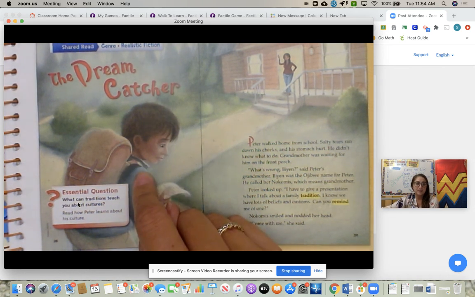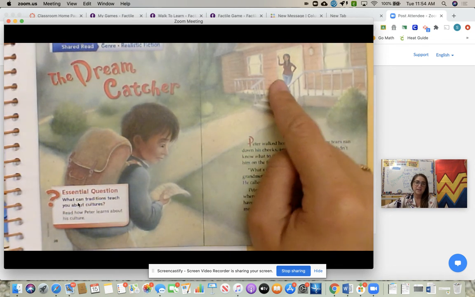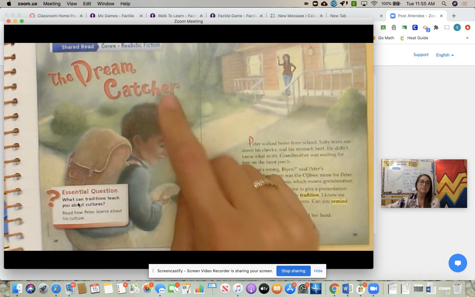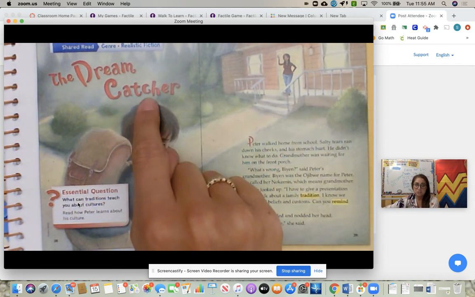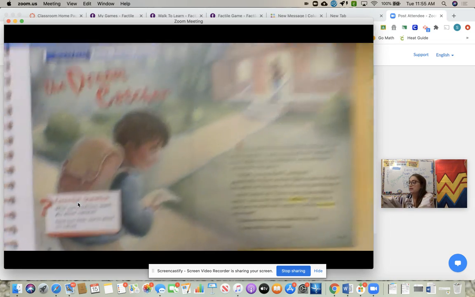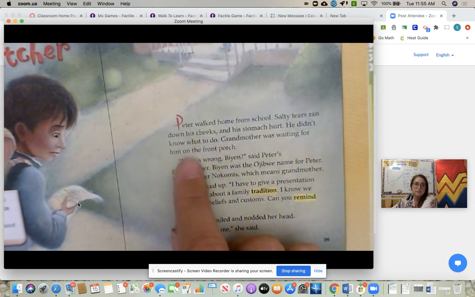I go, okay, I'm predicting that he is the main character. I don't know yet. I'm thinking, maybe that's his mom, waiting for him to come inside. The title is The Dreamcatcher, so I'm thinking the main idea is probably about a dream catcher. Right, and then I'll read it to you.